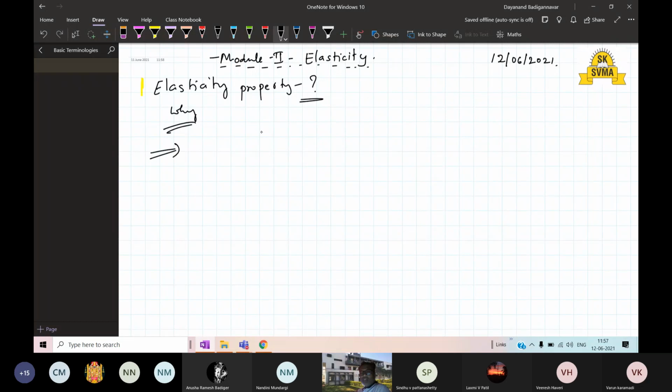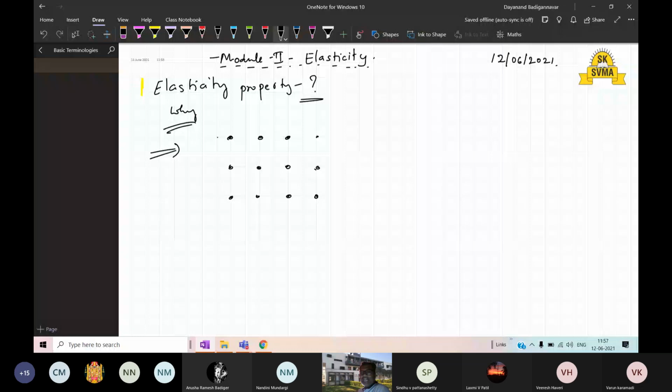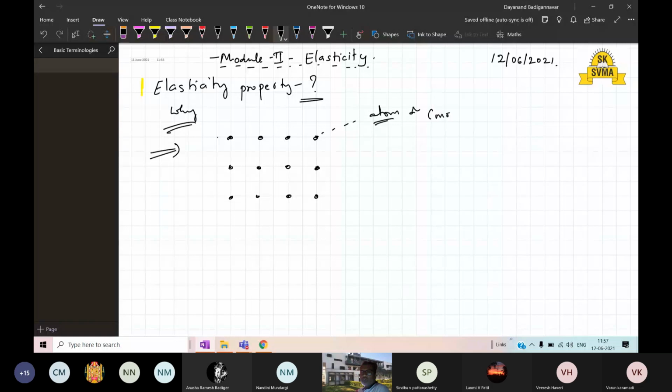Now the why, because you know that all materials are made up of a large collection of atoms like this. All solid bodies are nothing but a collection of atoms. These are the regularly arranged atoms in a solid material. You are getting the point. So this may be an atom, or it may be a collection of atoms that we call a molecule.